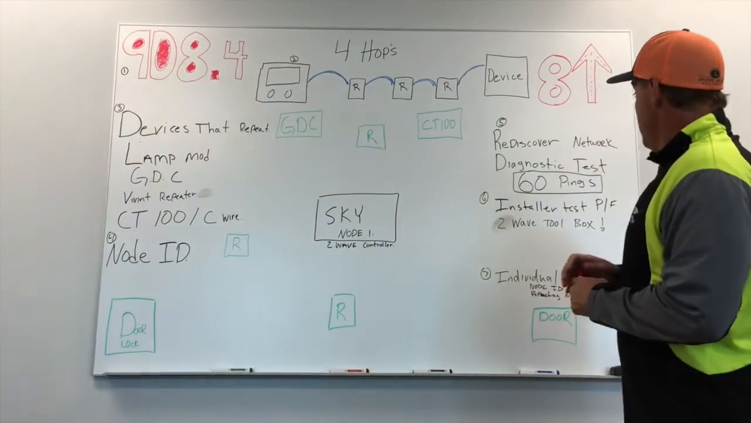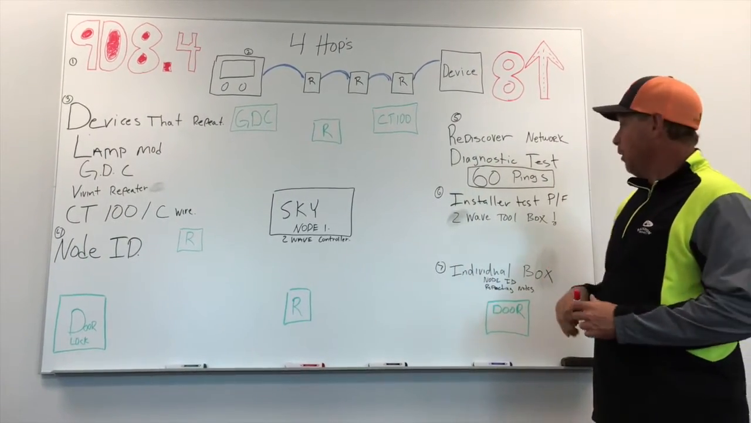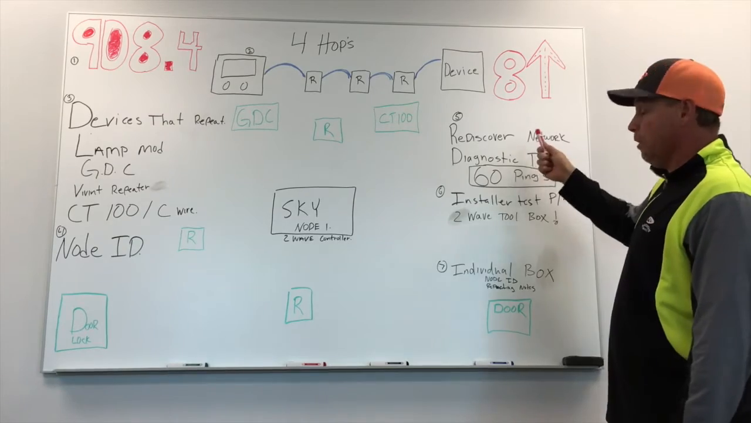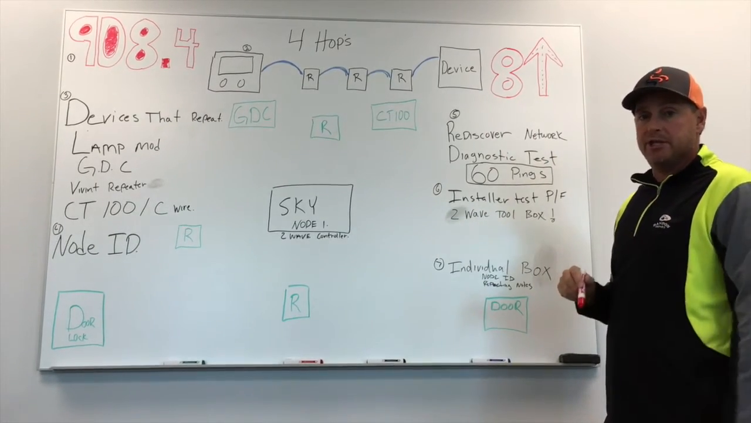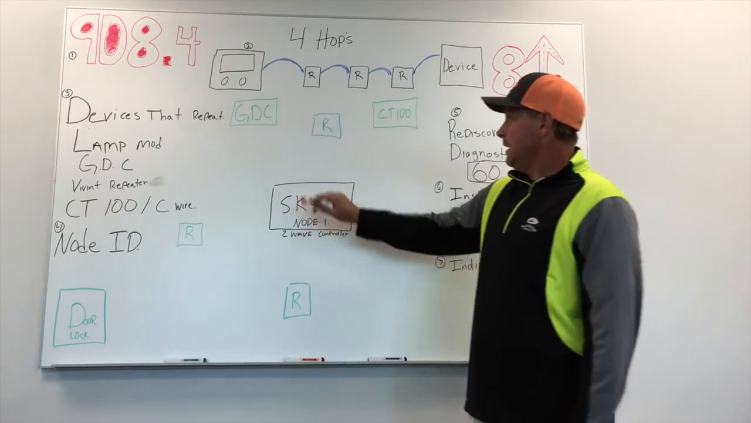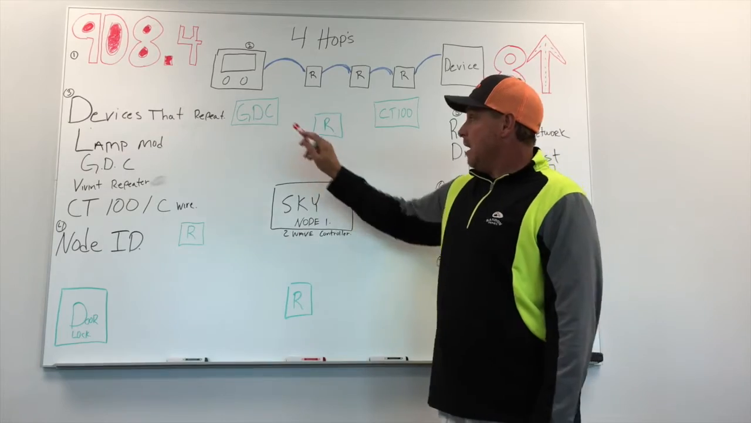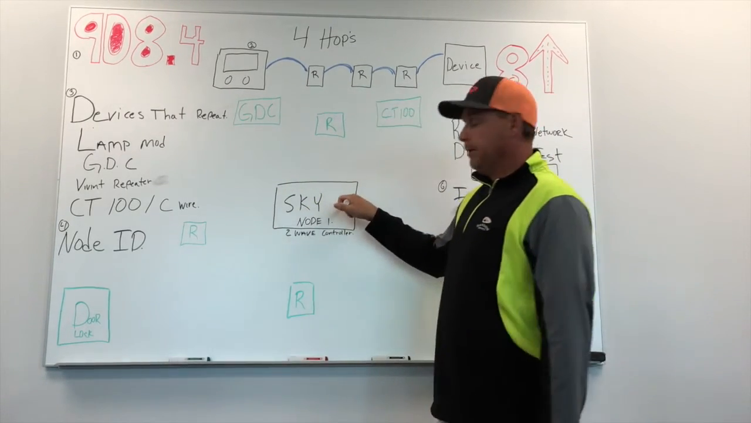So we know that Rediscover Network and diagnostics tests are very, very important, okay? A Rediscover Network actually goes out and sets up the Z-Wave path of communication. So it's going to go out and talk to all the devices, and then it's going to find out, hey, I'm going to send this door lock through this repeater to the control panel.